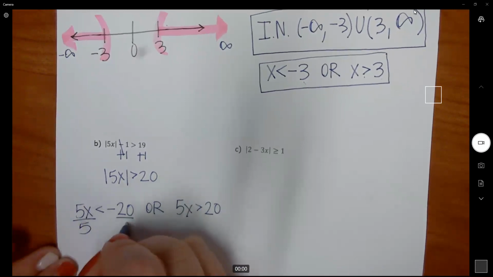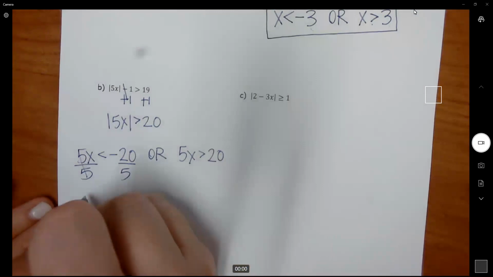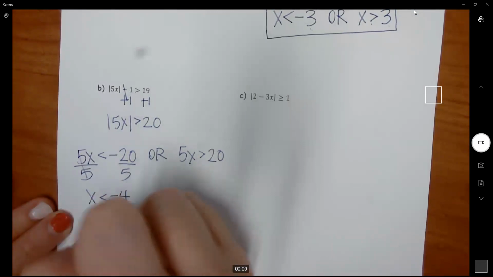So now we can solve, and we're going to divide by 5. And we get x is less than -4.